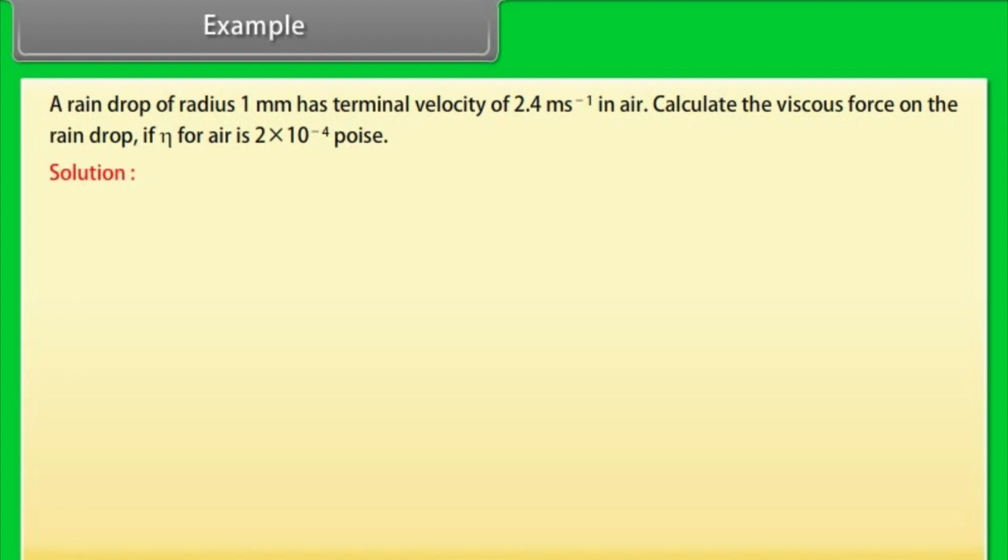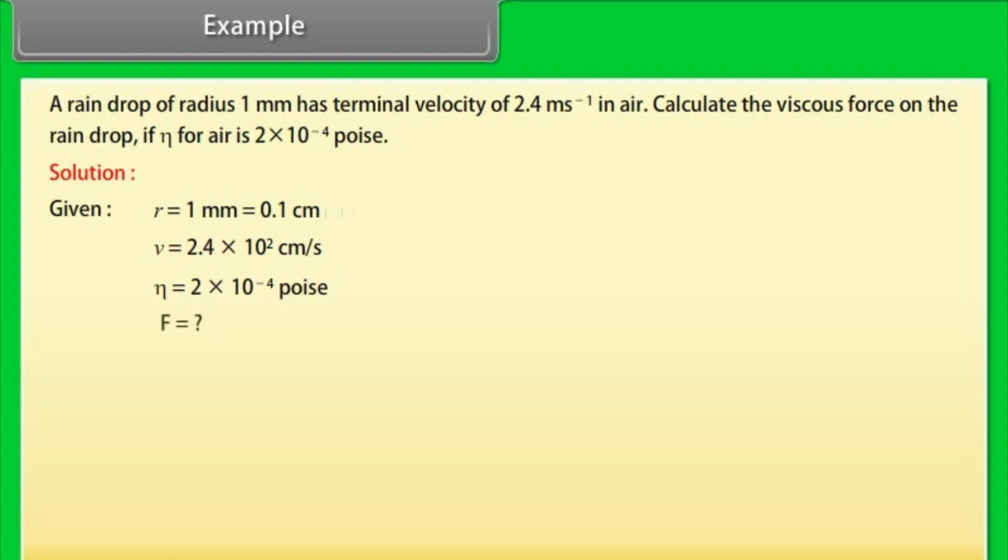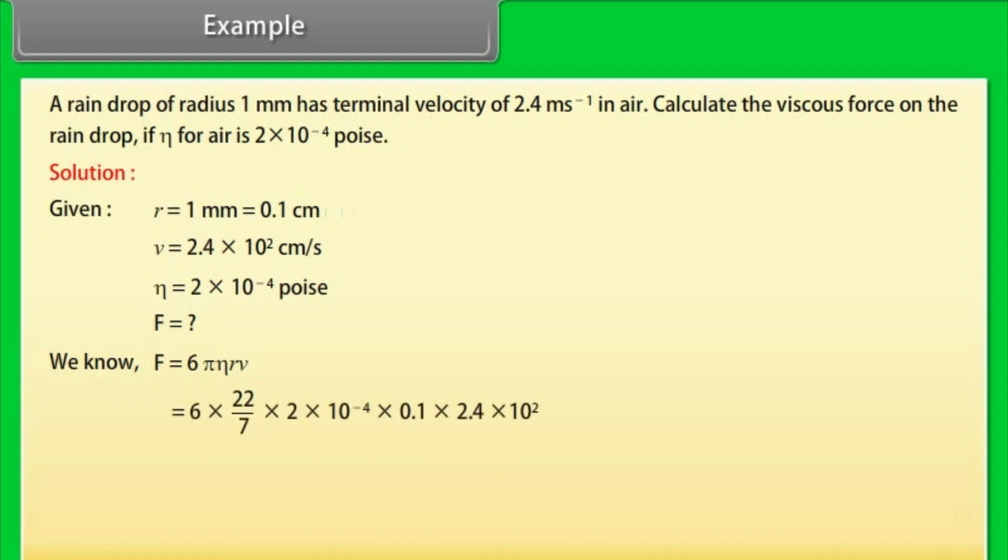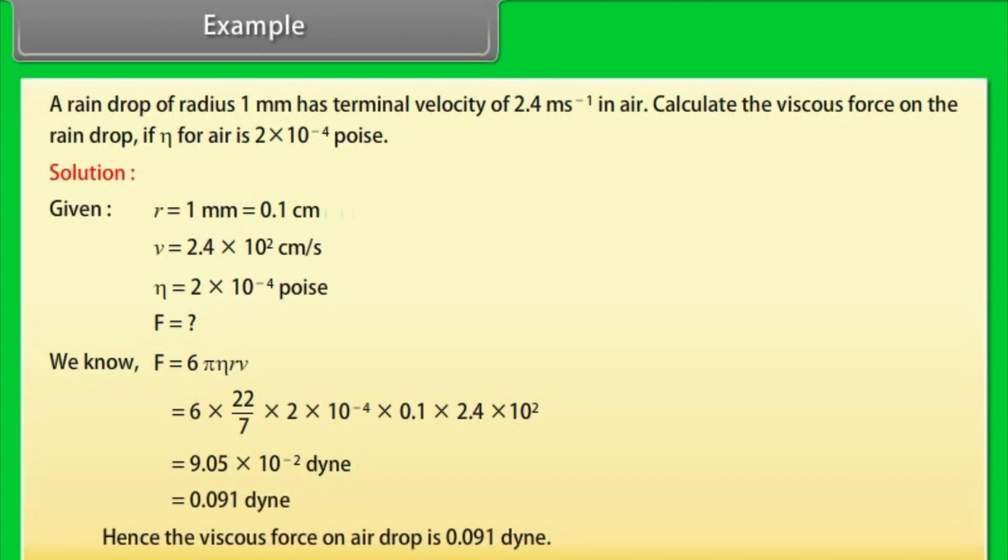Let's see the solution. Given values are r is equal to 1 millimeter, which can be written as 0.1 centimeter. V is equal to 2.4 into 10 square centimeter per second. Eta is equal to 2 into 10 raised to the power minus 4 poise. We know that F is equal to 6 pi eta rv. Putting their respective values in the above equation, on calculating we get F is equal to 9.05 into 10 raised to the power minus 2 dyne, which is equal to 0.091 dyne. Hence, the viscous force on the raindrop is 0.091 dyne.